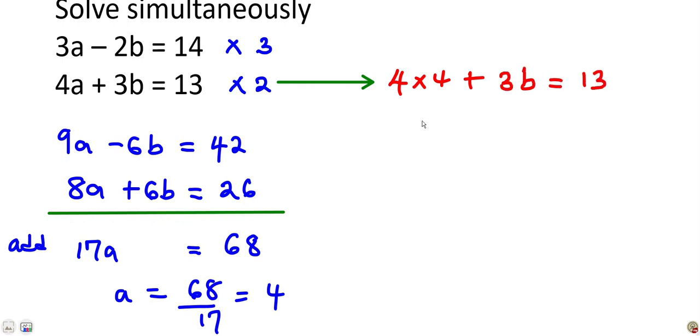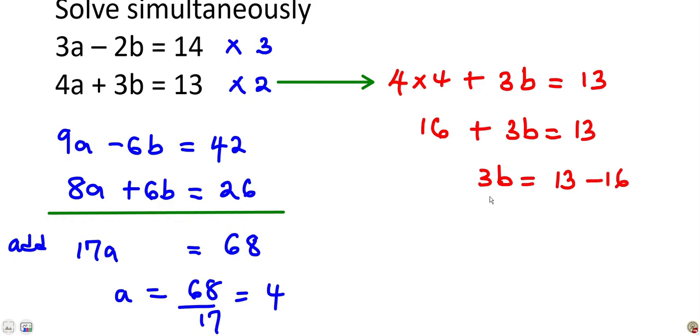And then if I multiply 4 and 4, I get 16, and then I have plus 3b equals 13. From here, I'm going to subtract 16 on both sides. I'm going to have 3b equals 13 take away 16, which is definitely going to be minus 3. And to get b, you divide both sides by 3. So b is going to be minus 3 divided by 3, which is minus 1.